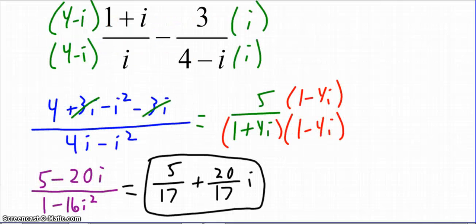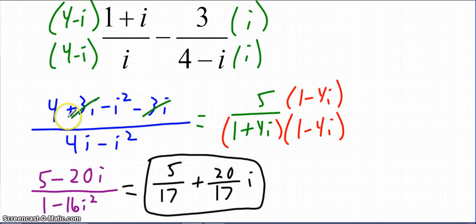Alright, so assuming I did my math correctly here, the first thing I did was get a common denominator. Now, you could have multiplied the top and the bottom of this term by 4 plus i, and the top and the bottom of this term by i, or negative i, first, to get rid of the i's in the denominator. That might be more work, it might be less work. It depends on how the problem works out. I chose to get a common denominator first, so multiply the top and the bottom of this by i, and the top and the bottom of this by 4 minus i.